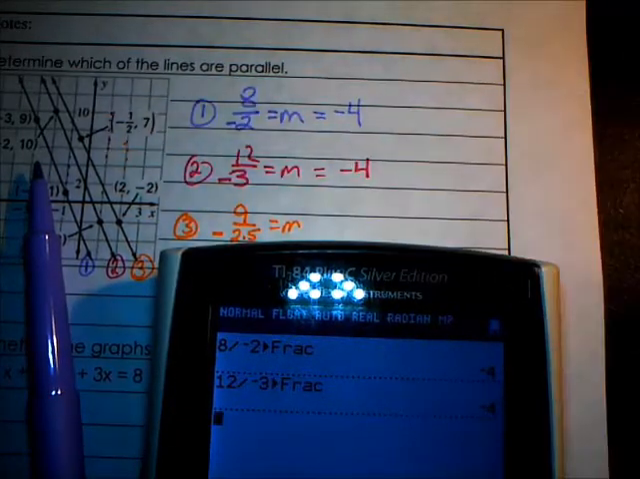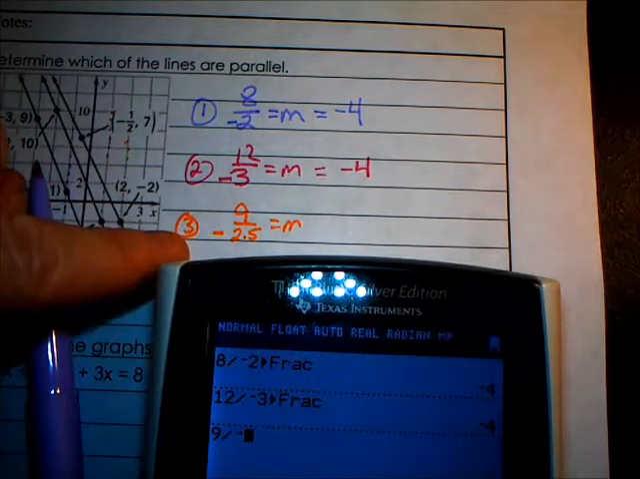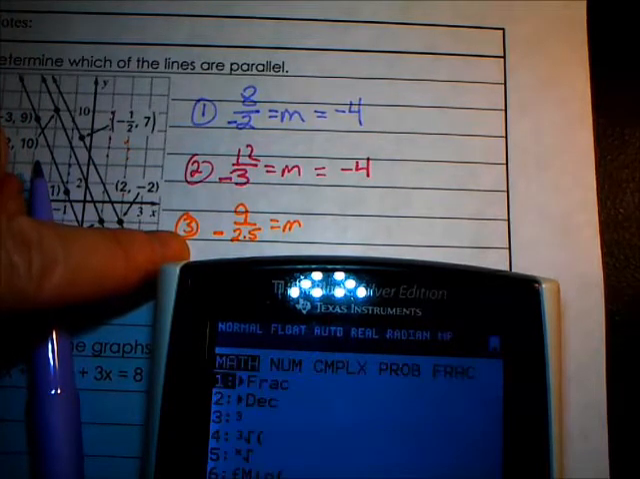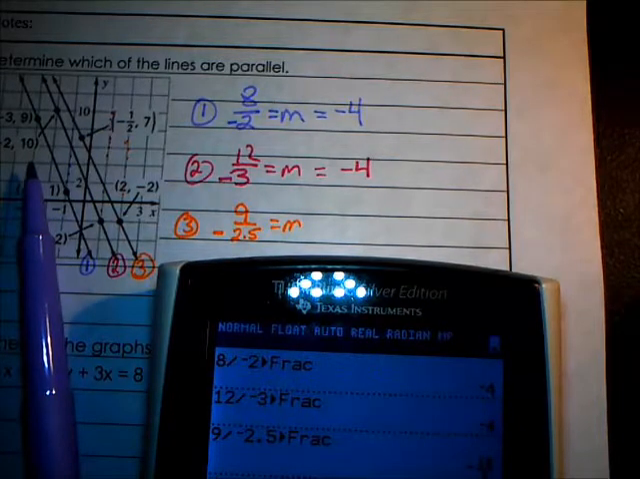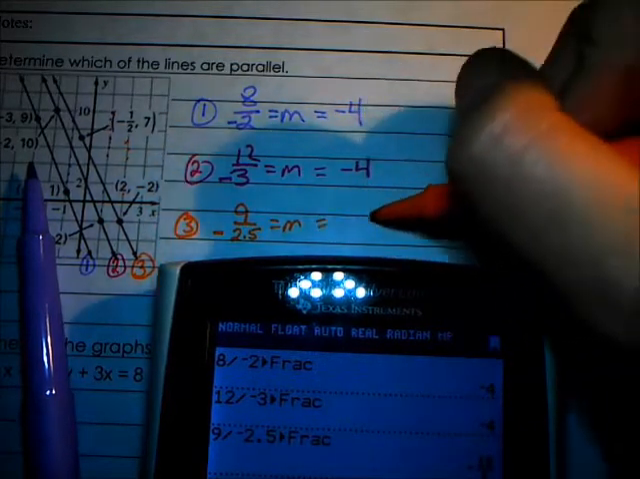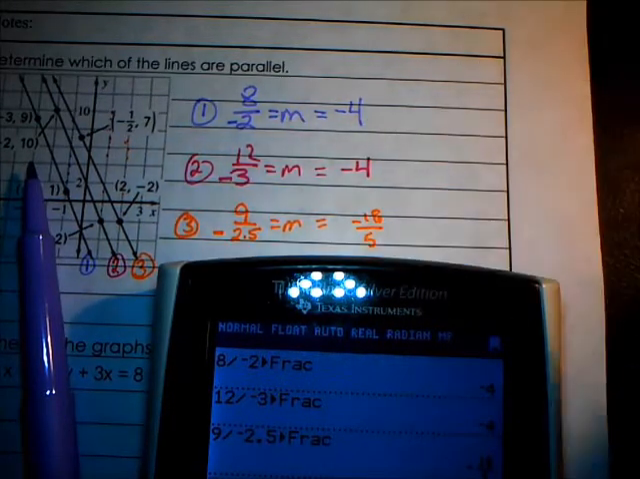And then I'm going to take the 9 divided by negative 2.5 and math bracket and see that it is a strange thing of negative 18 over 5. Okay.